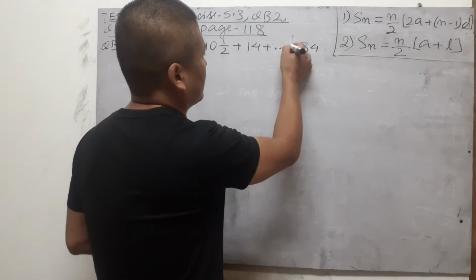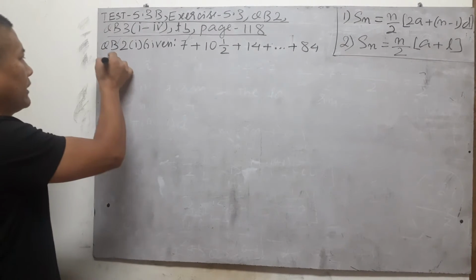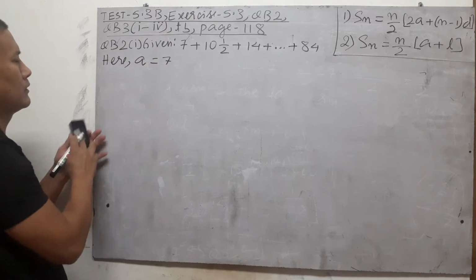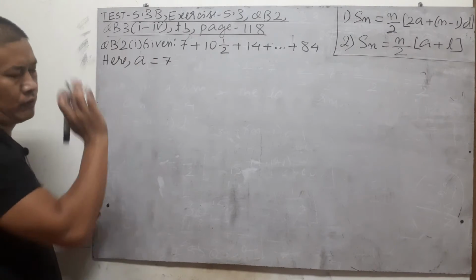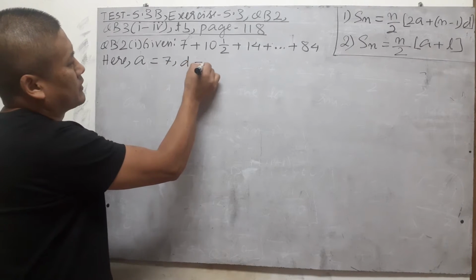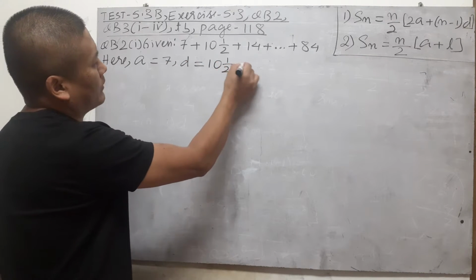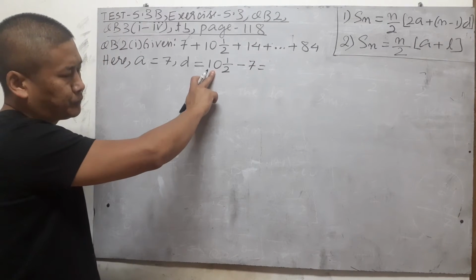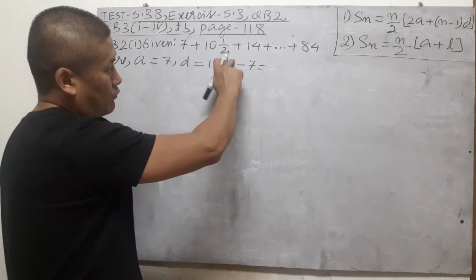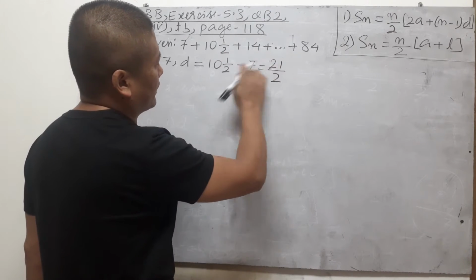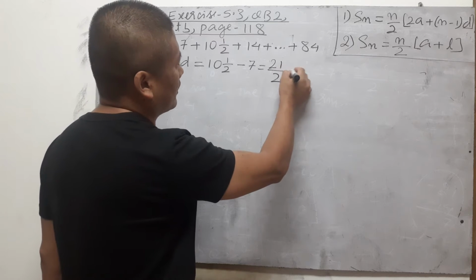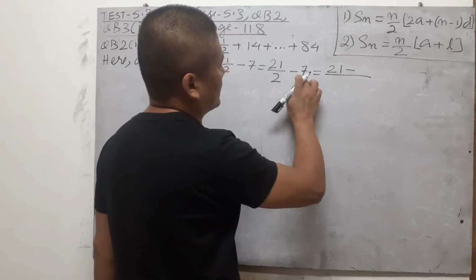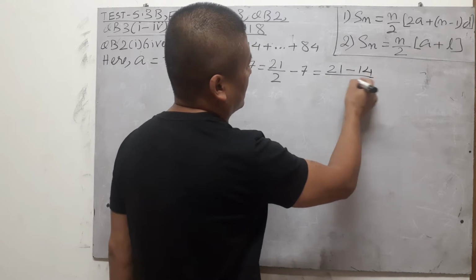So here we have some information that we can collect right away. Here we have the first term A equal to 7. Okay, A, or A1. Then the common difference D is A2, 10.5, minus A1. We can convert this 10.5 to 21 by 2, minus 7. Then 21 minus 2 sevens, which is 14, by 2, LCM.